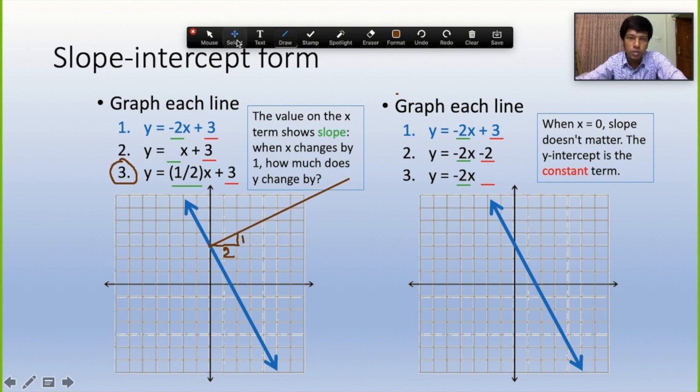We can just join these 2 points to get the equation of this line. So this will be the equation of this line 3. This is the equation of line 3.